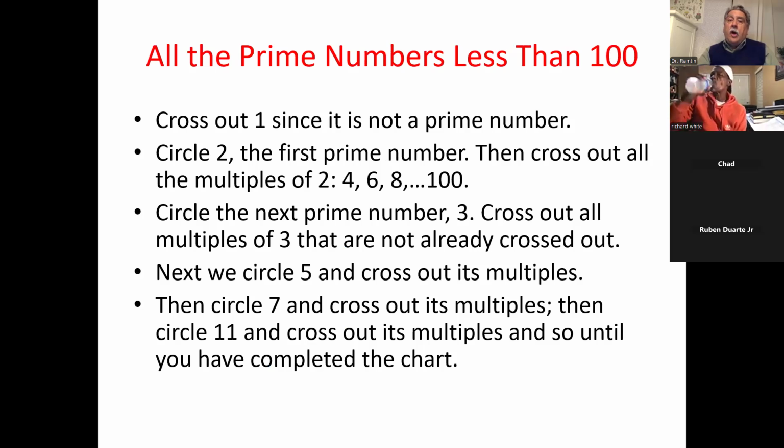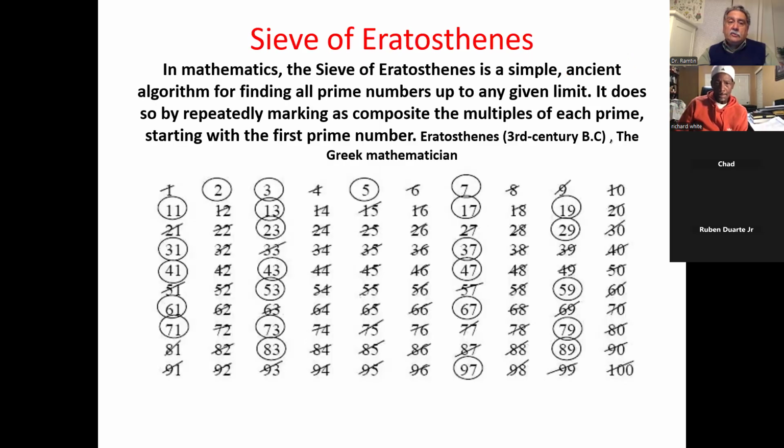Then you cross out all of its multiples, 4, 6, 8, up to 100. And you do the same with 3. Then we go to 5. Then we go to 7. We do all of that. Then our chart looks like this.